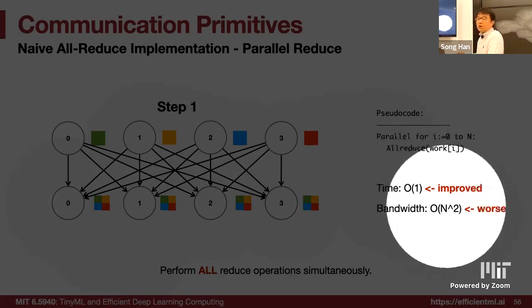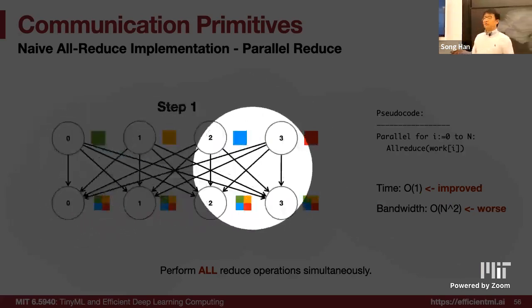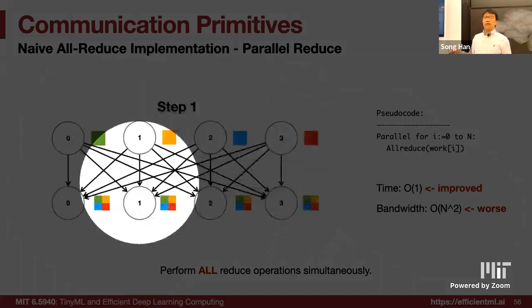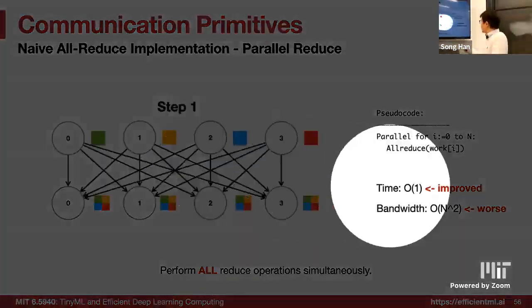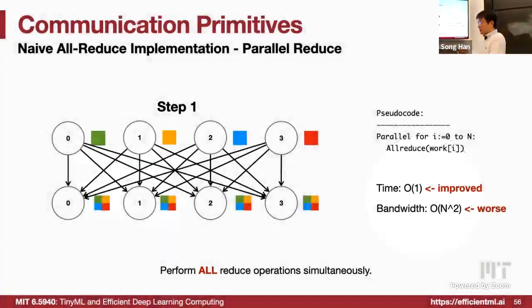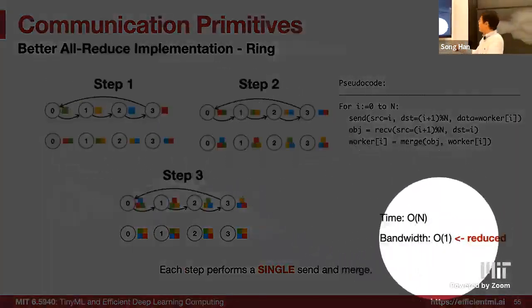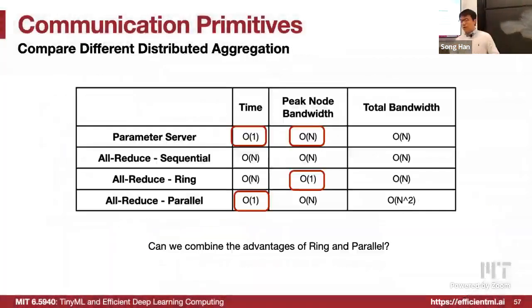However, the bandwidth is O(n) squared. Each arrow, everything is happening at the same time, so we have O(n) squared communication happening in the middle. So the time is pretty short, but the bandwidth is too large. Compared with this ring all-reduce, we need O(n) time. Time is large, but bandwidth is small. So can we have an even better solution?